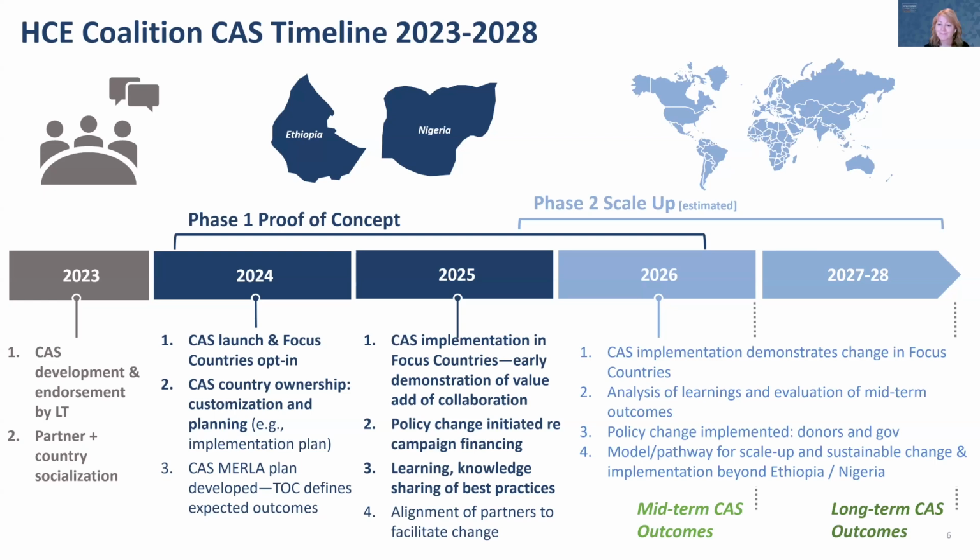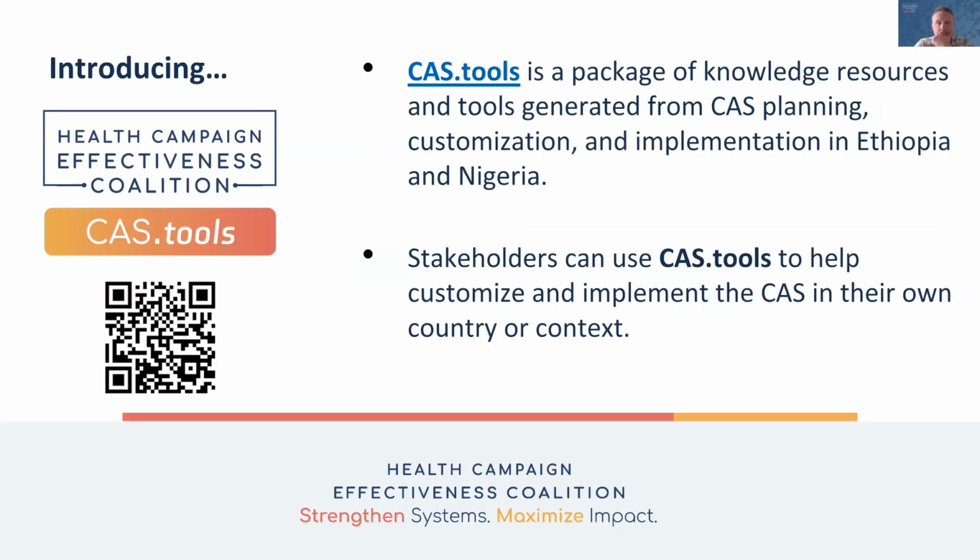Great, thanks so much, Chris. So first, I just want to orient you to the CAS.tools package that's on the HC Coalition website. The CAS.tools, as I said, is a package of knowledge, resources, and tools generated from CAS planning, customization, and implementation in Ethiopia and Nigeria, the two focus countries. Stakeholders can use the CAS tools to help customize and implement the CAS in their own country or context, and I'll talk about that in more detail here in just a second.